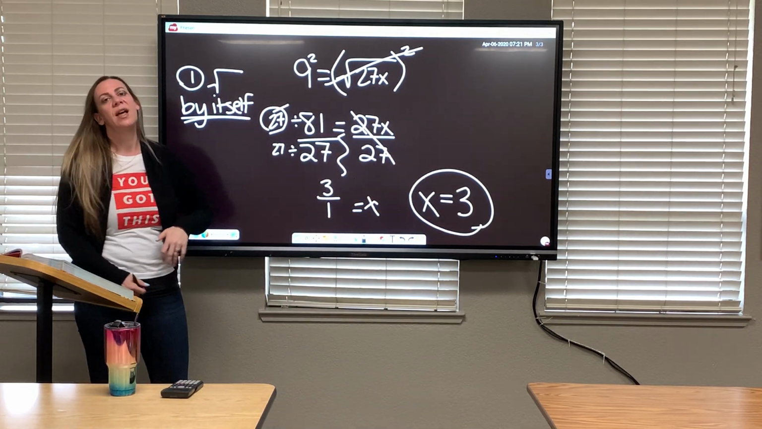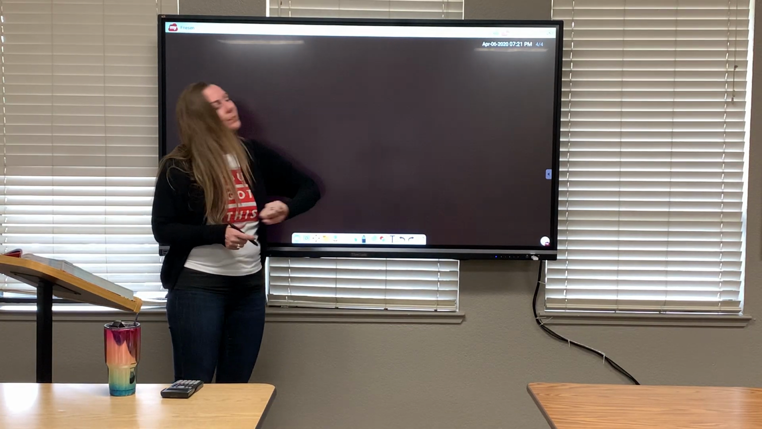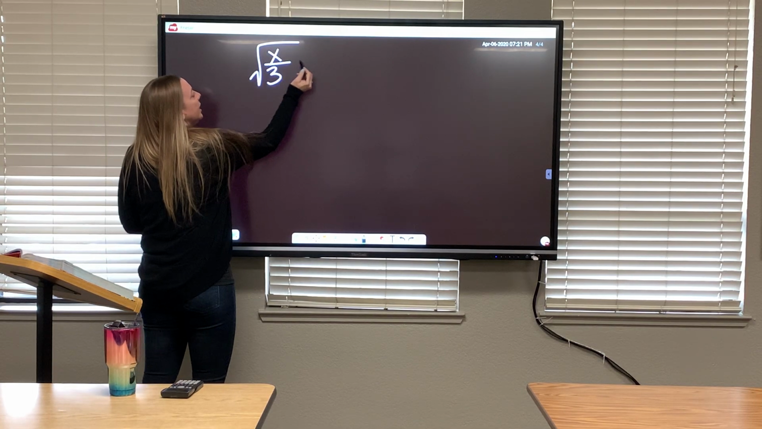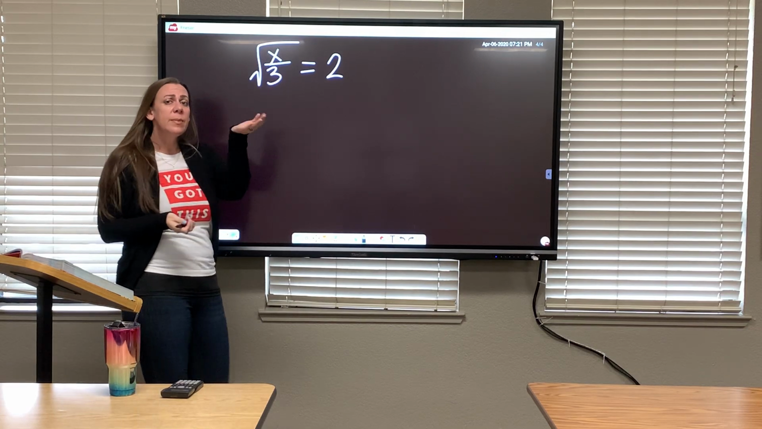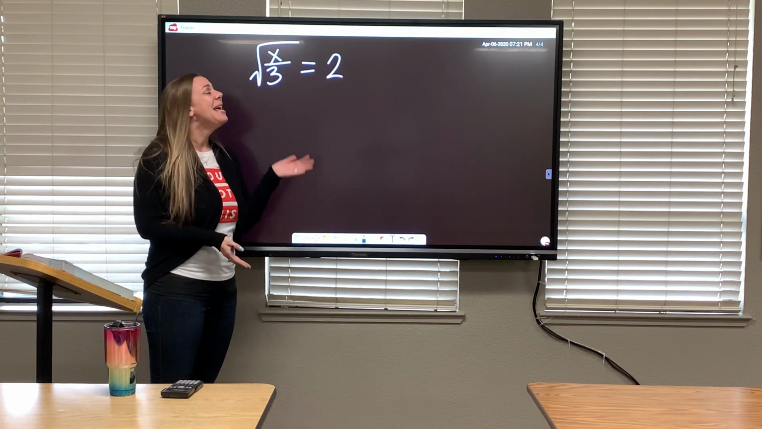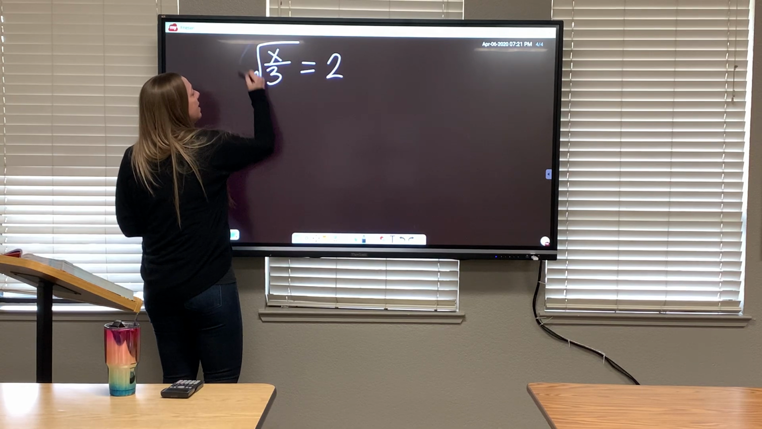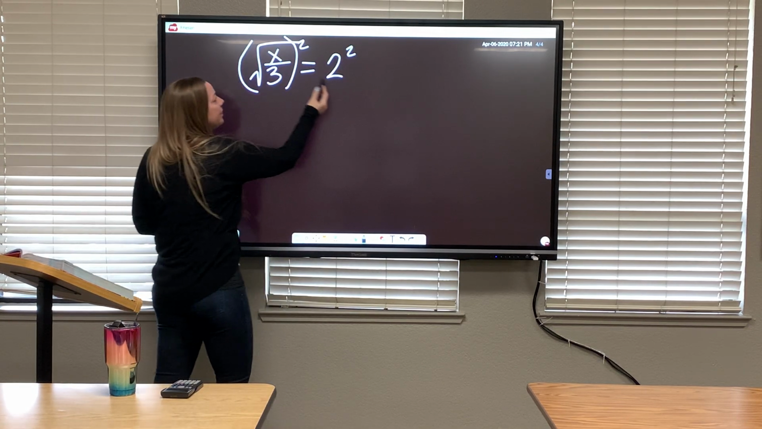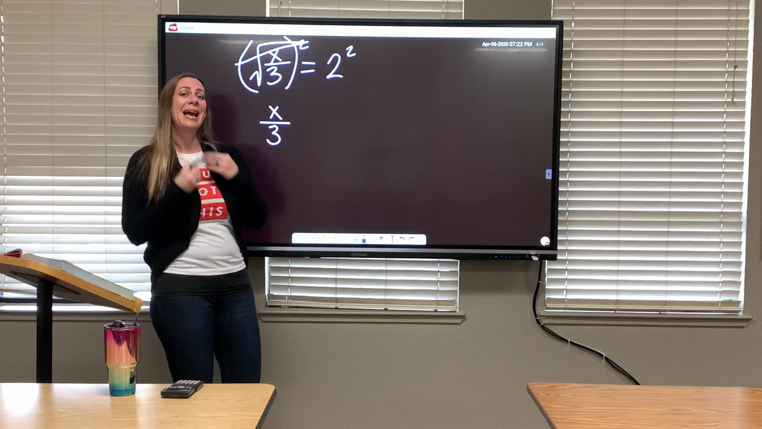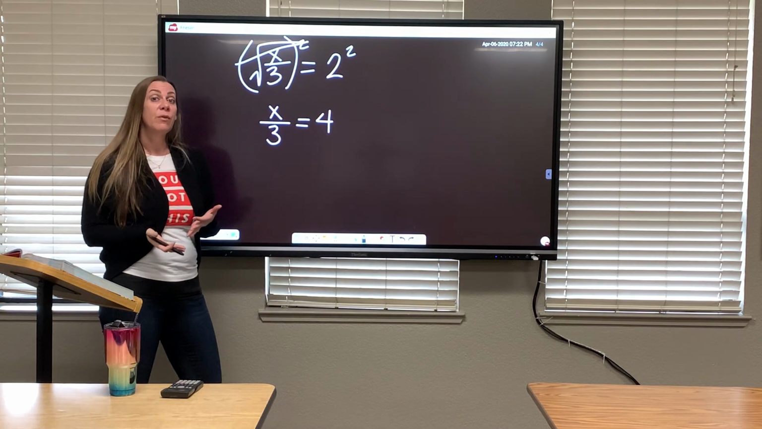Let's go ahead and do one more like this, and then we're going to take it a step farther. Let's say I have the square root of x over 3 equals 2. Now, going back to previous lessons, if I can simplify this inside the radical symbol, go ahead and try it. If not, which 3 is a prime number, I can't simplify it, so I'm going to take both sides and again, square both sides. This just cancels out the radical symbol and leaves me with exactly what is inside that radical symbol. 2 squared is going to give me 4. Now I still have to solve for that x.